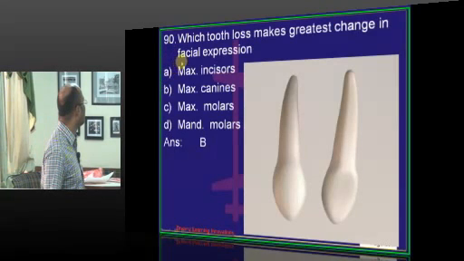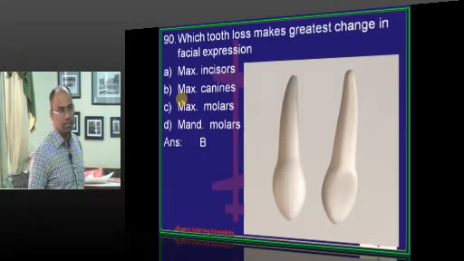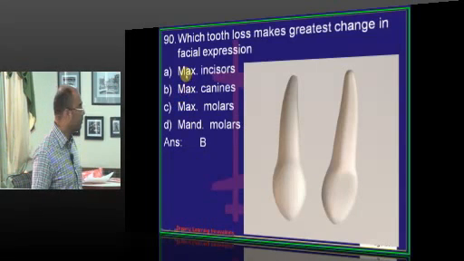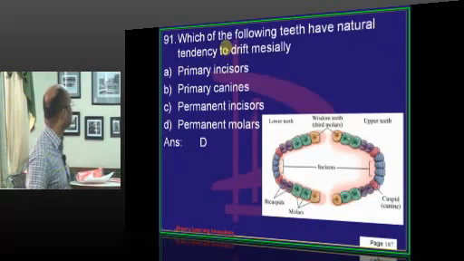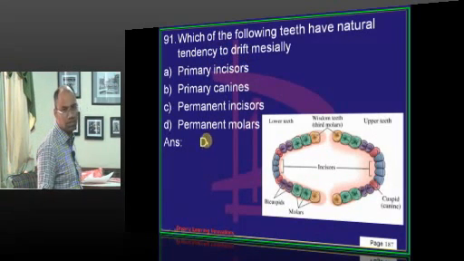Which tooth loss makes the greatest changes in the facial expression? Obviously, it is the upper canine. It is the cornerstone of the mouth. Which of the teeth have a natural tendency to drift mesially? Your molars, the permanent molars.